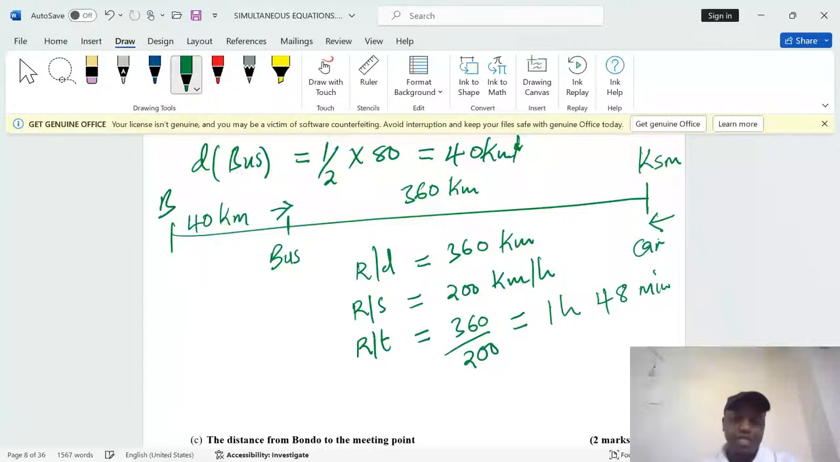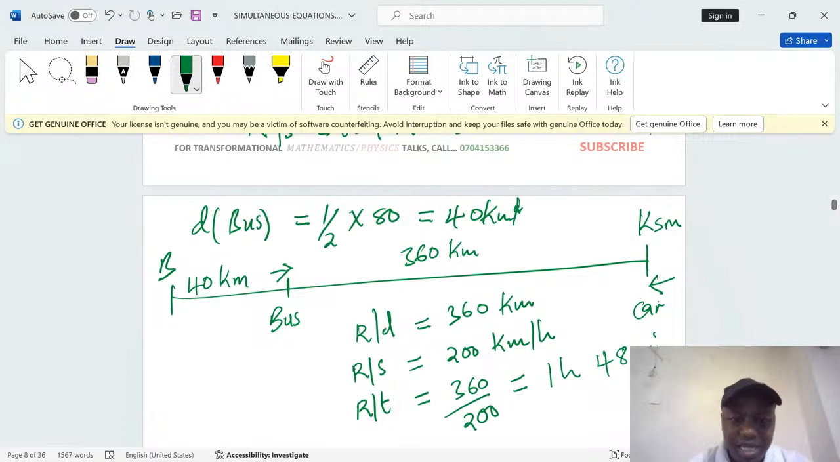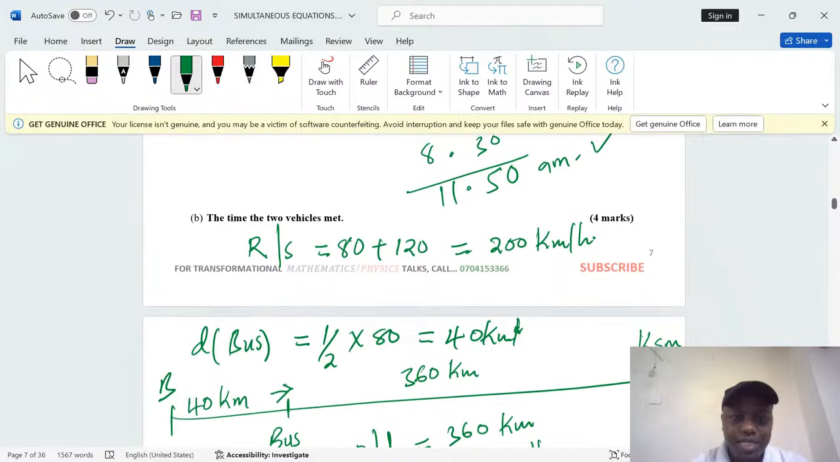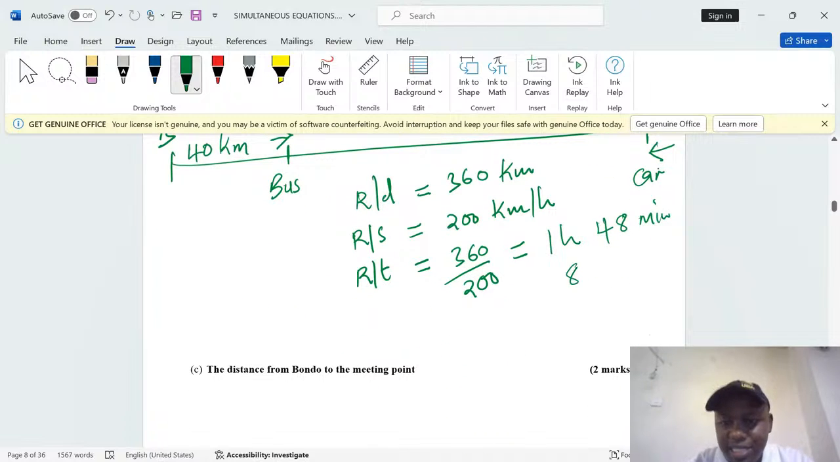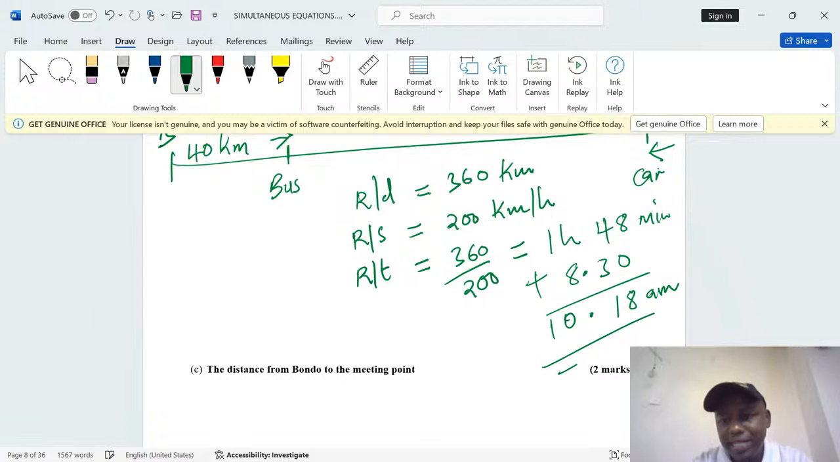1 hour, 48 minutes. Therefore, they are meeting after 1 hour and 48 minutes. So when they met was from 8:30. They are meeting 1 hour, 48 minutes later. 48 plus 30 is going to be 78. So that means 18 minutes, and we carry 1 hour. And that will make this 10:18 a.m. So by 10:18 a.m. is when the two vehicles will be meeting.